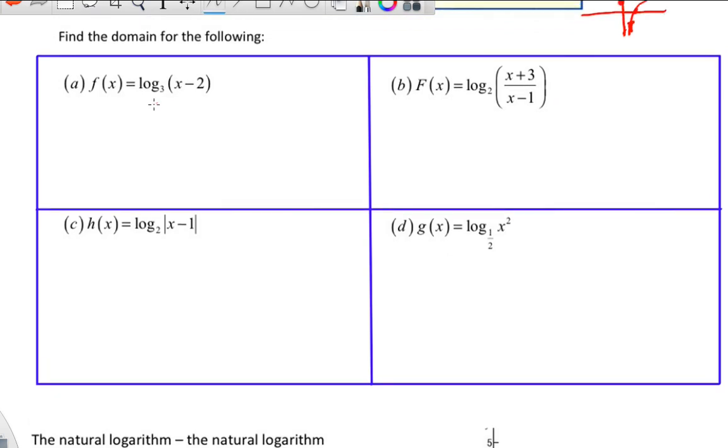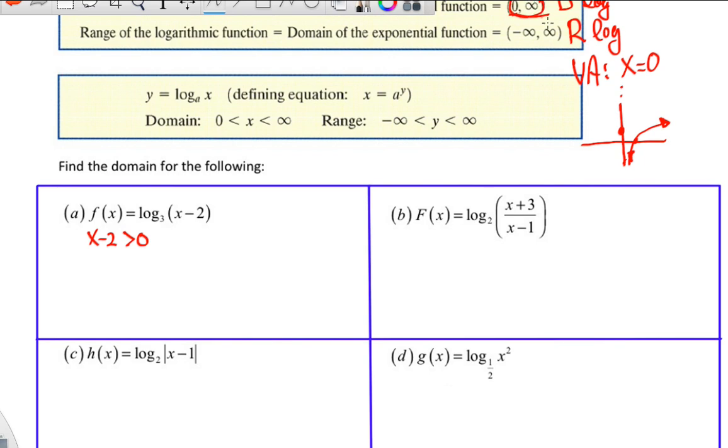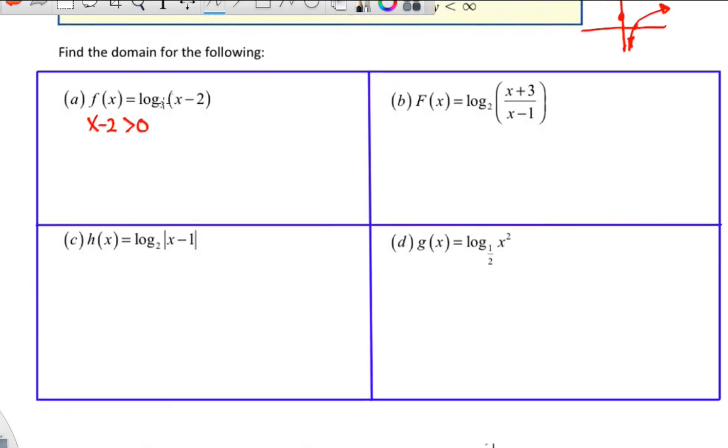Okay, let's look at the domains real quick. So x minus 2 has to be larger than 0 for this to work, because the domain said from 0 to infinity, so it has to be larger than 0. That means that x has to be larger than 2. That means that there is a vertical asymptote here at x equals 2.